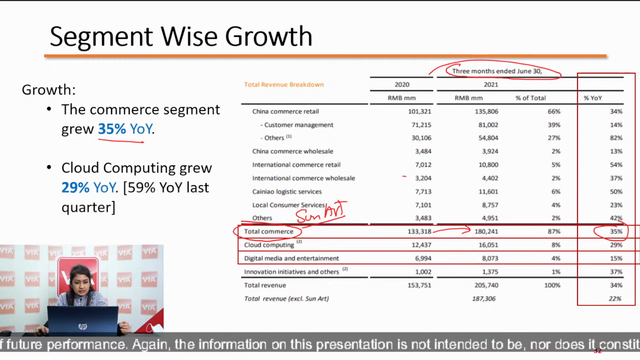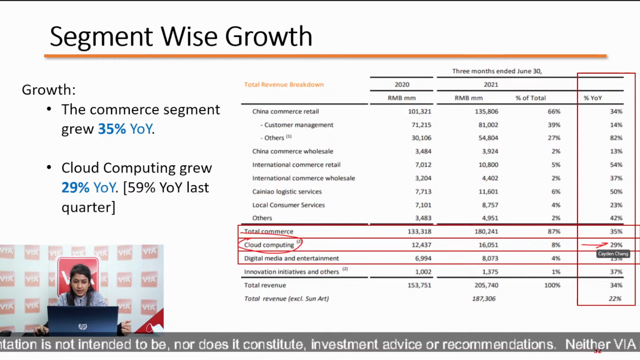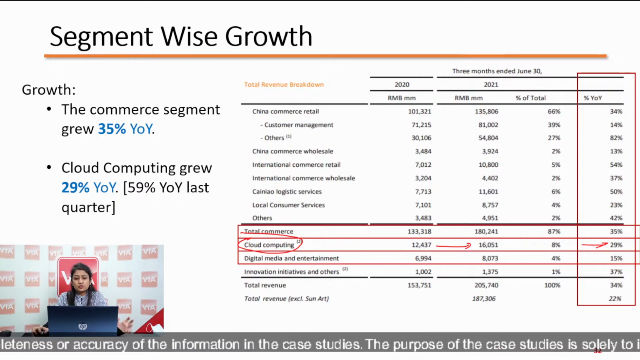Then we can see in this next red box that the cloud computing sector of Alibaba has grown by 29% year over year. But this growth rate was 59% last quarter. So the reason for this fall is that Alibaba lost a major client last quarter due to regulatory requirements. And going forward, the company has said that they expect more diversification in customers and industries. So that should reduce the concentration risk in this segment of Alibaba's business.